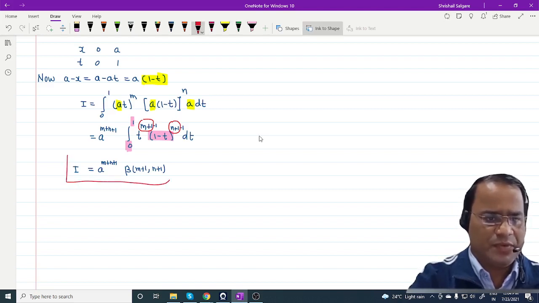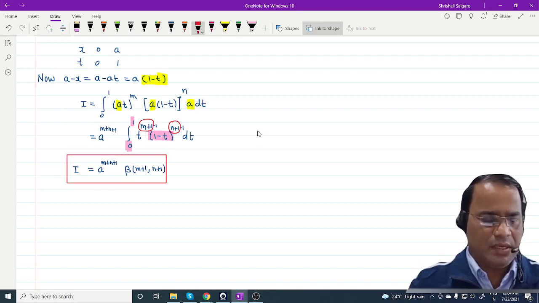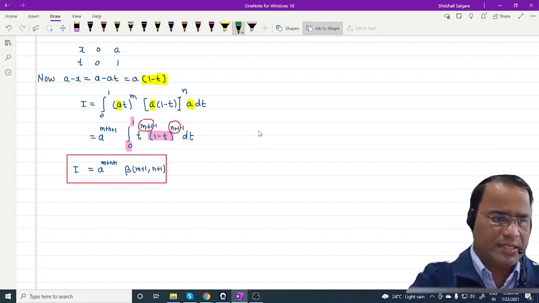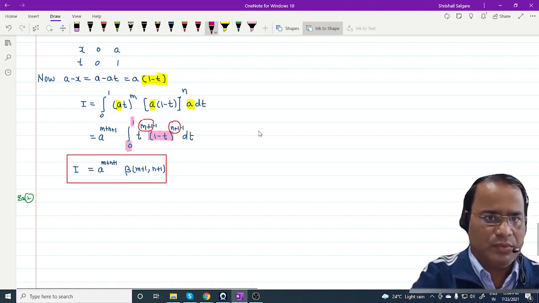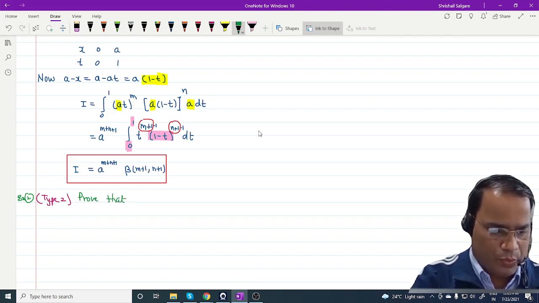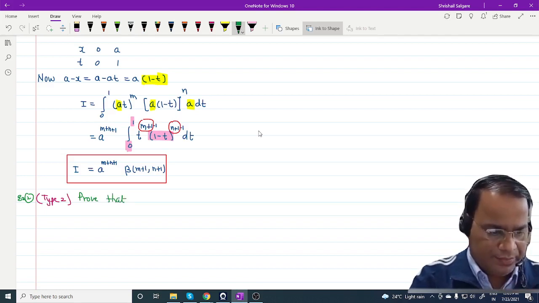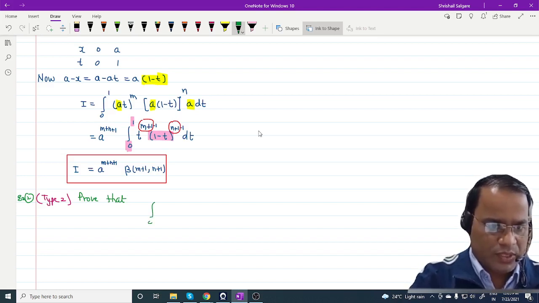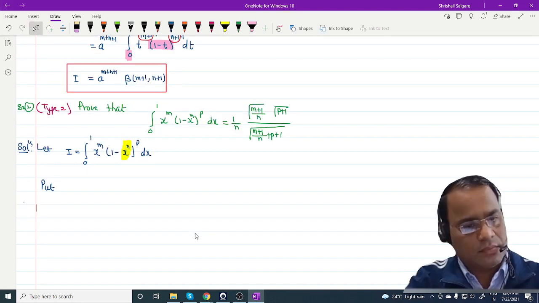That is the first example or first type. Second type, 3 types I will cover first. Second example, and that we can consider as second type. Example 2, that is nothing but type 2. So prove that integral 0 to 1 x raised to m into, I highlighted that term, 1 minus t I required. So what you have to substitute?